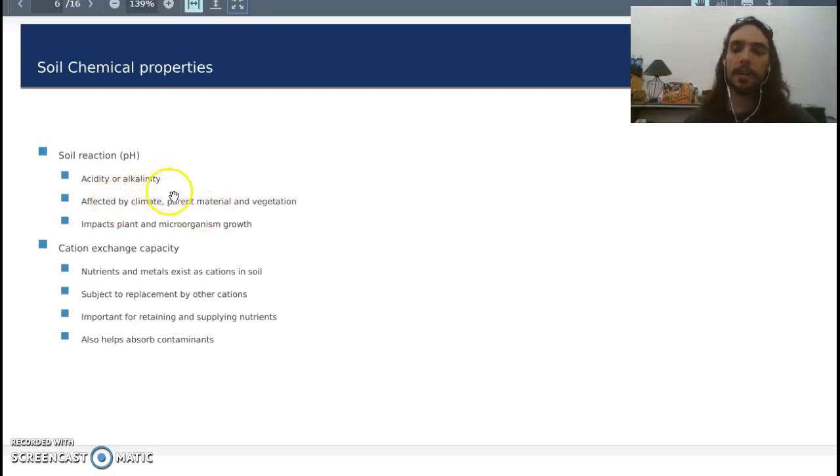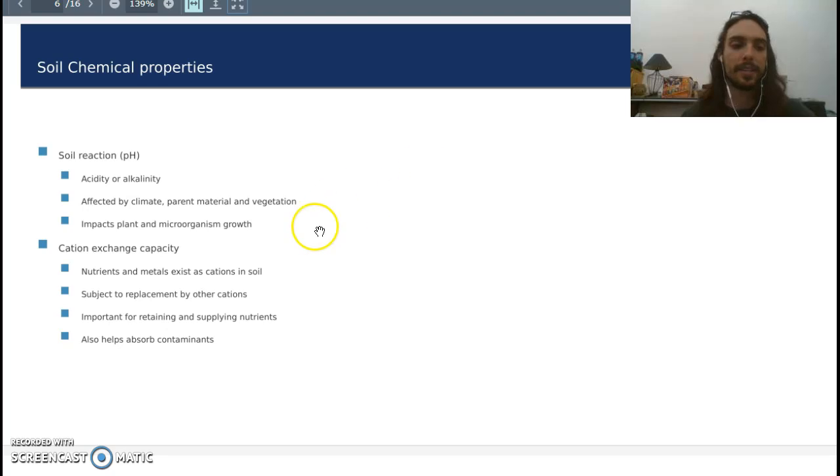And 7 is neutral. If it's over 7 to 14, then that's going to be basic. So you think of chalk and stuff. A 1 would be like lemon, and a 14 would be like chalk. Imagine eating both of those things and how they taste, and that's pretty much the same thing with most acids and bases. The acidity or the alkalinity, which is basicness, of a soil is very important to it. And it's affected by the climate, the parent material underneath, and vegetation on top.